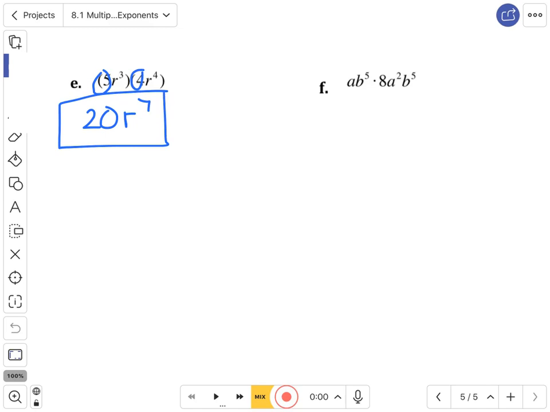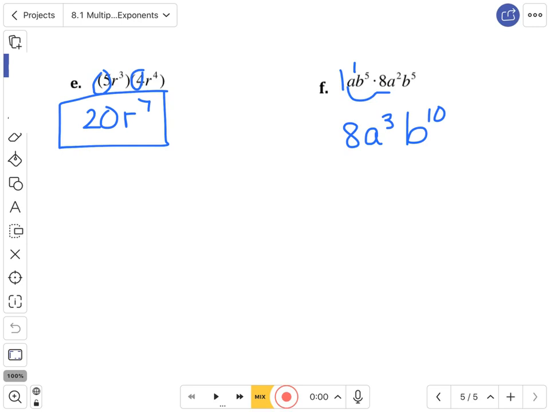And letter F. All right, so let's take a look at this. So I have nothing to put with this 8. So I have ab to the 5th times 8a squared b to the fifth. So right here, I'm just going to take that. It's almost like you've got a 1 right there. So let's multiply those two together, and you're just going to have an 8. Now we're going to take our a times our a to the second, and you'll have 3 a's then. Remember, if you don't see a number or an exponent there is a 1. And then b to the fifth times b to the fifth, meaning that you have b to the 10th.